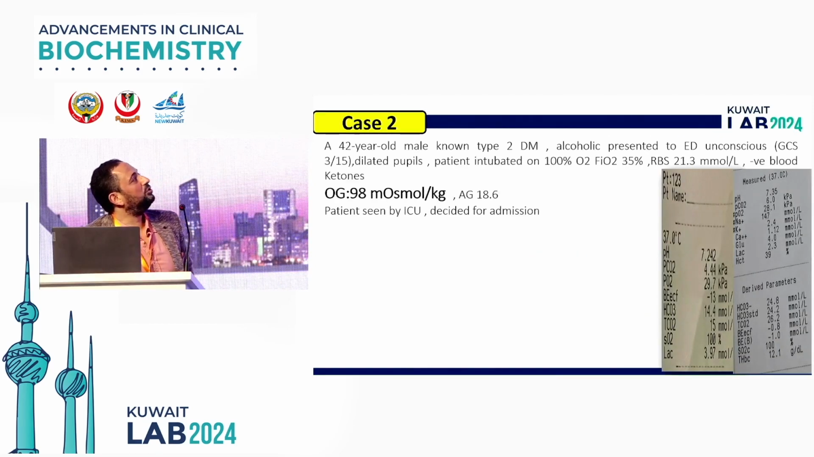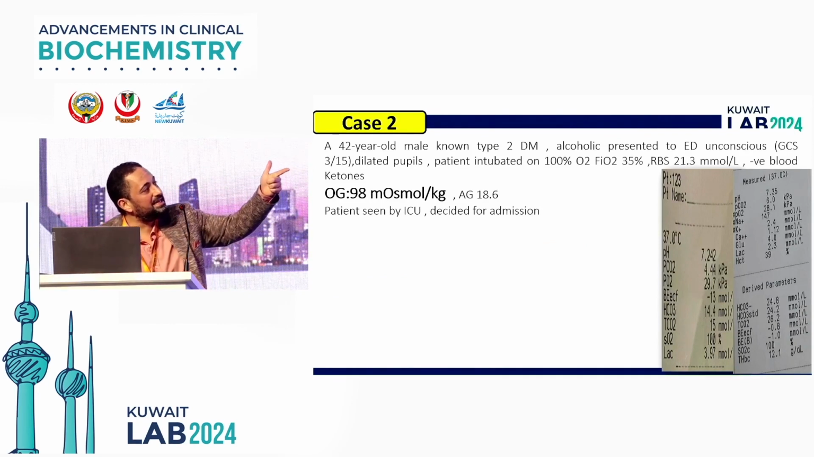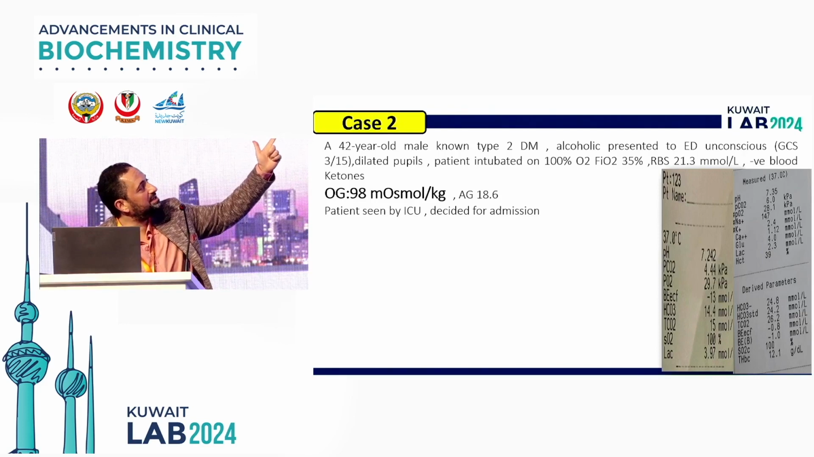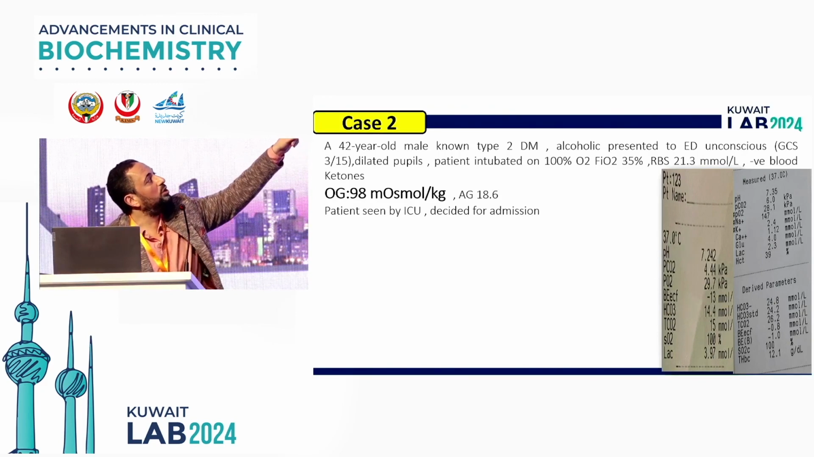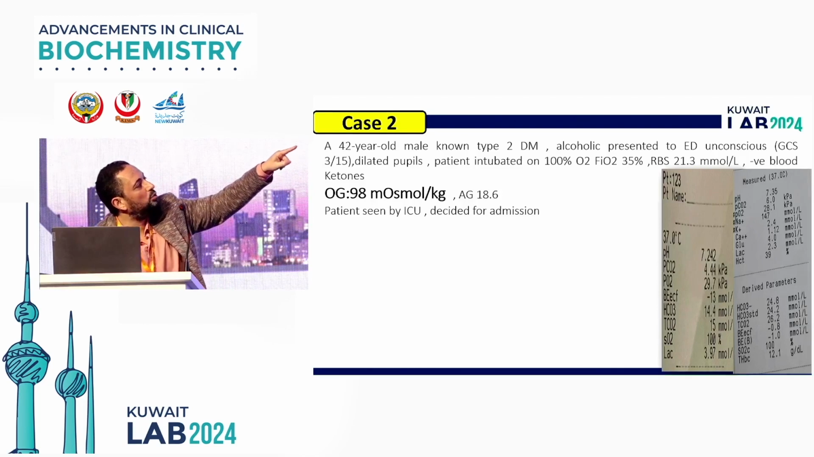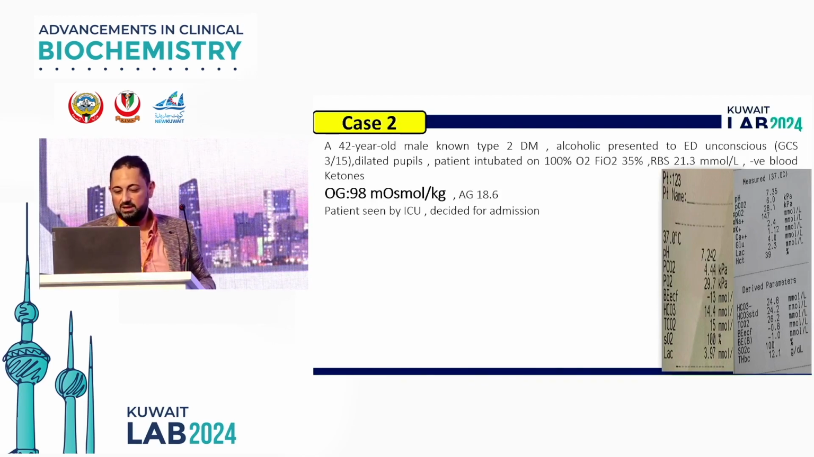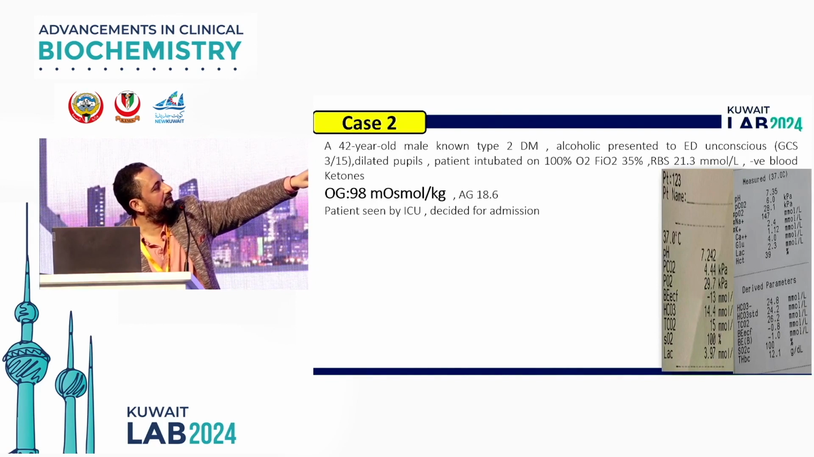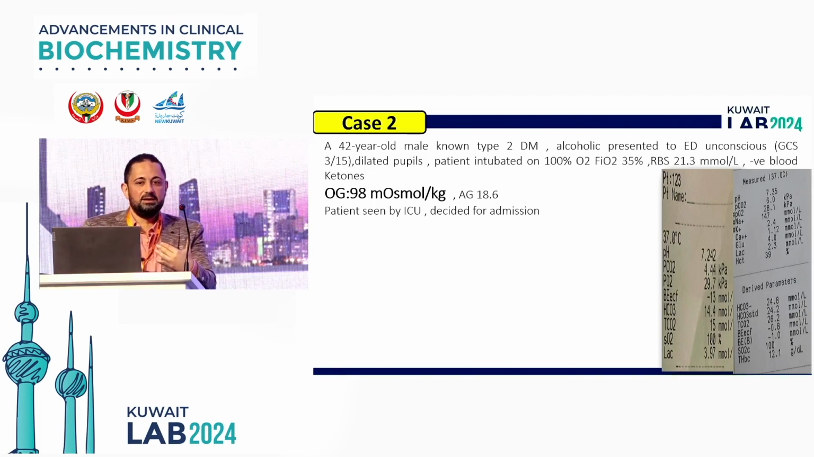A 42-year-old male, known type 2 diabetes mellitus, alcoholic, presented to the ED unconscious, Glasgow Coma Scale 3, dilated pupils, patient intubated, RBS 21, and negative blood ketone. Osmol gap is 98 mOsm/kg, and the anion gap was 18.6. Look at the first VBG. These are the numbers. Patient seen by ED, transferred to ICU.